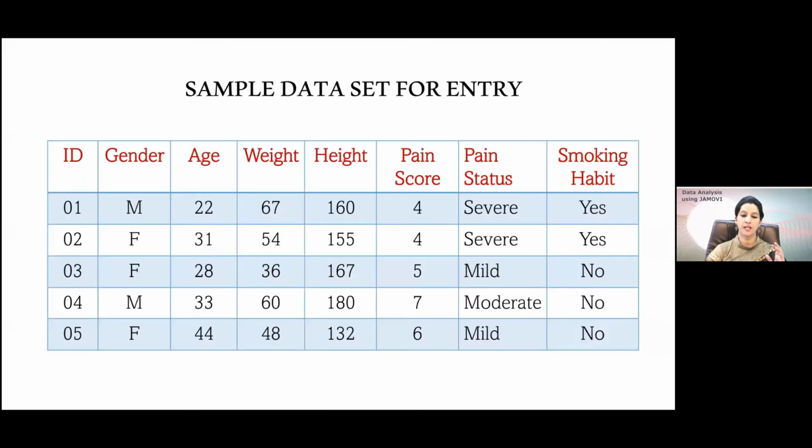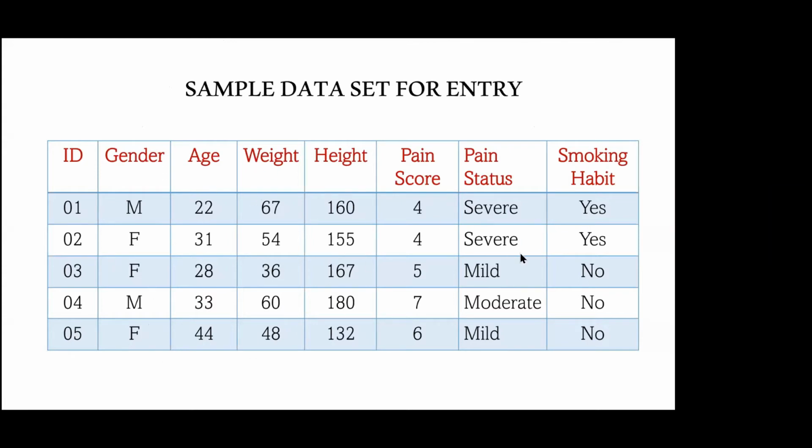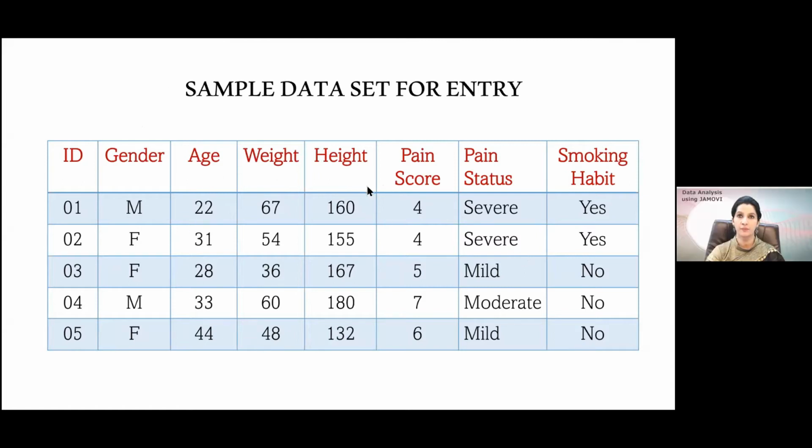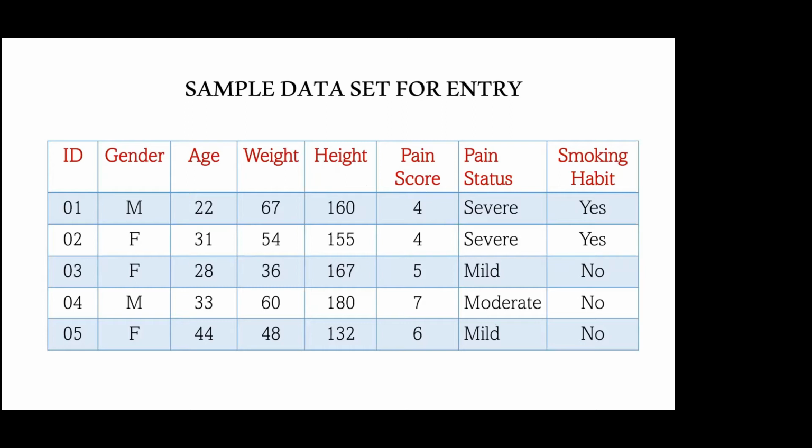So now first we'll explore Jamovi. This is the sample data set for data entry. You can see there are 5 patients, and once I open Jamovi, I'll show you. These are the variables: you can see that these are the continuous variables and these are the categorical variables.